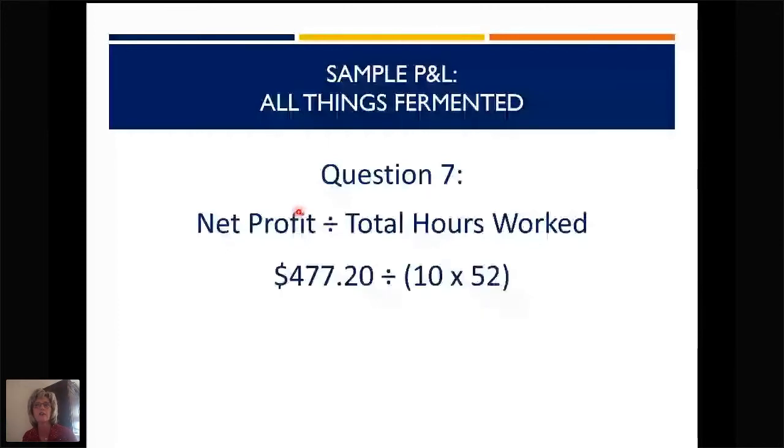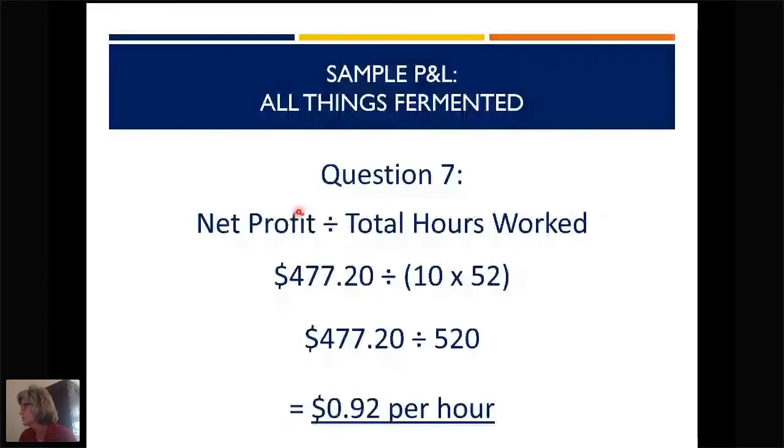So that's 520 hours. So $477.20 divided by 520 hours is 92 cents an hour.